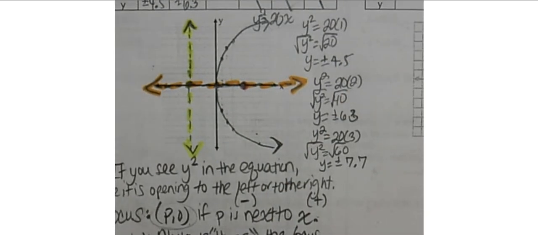Now I'm going to draw my parabola. It's going to be a smooth curve. It's still going to look parabolic in shape. It's still going to look like a U. It's just that U is going to be pointing to the right this time. No big deal. And here's what my parabola looks like.